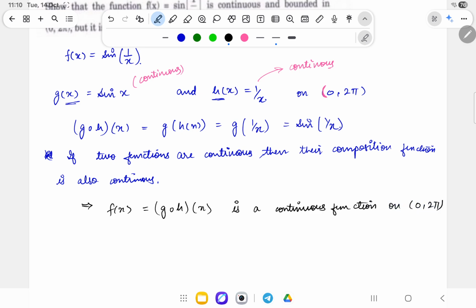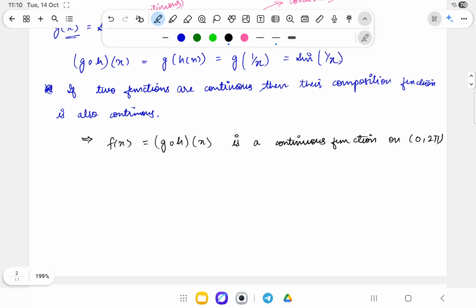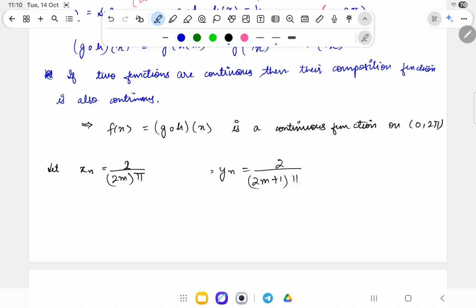Now let's see how we can show that it's not uniformly continuous. Again we'll resort to the sequential criteria in order to show that it's not uniformly continuous. For that, let us assume two sequences. Let my sequence xn be 2 by 2m pi, and let my sequence yn be 2 by (2m plus 1) pi.